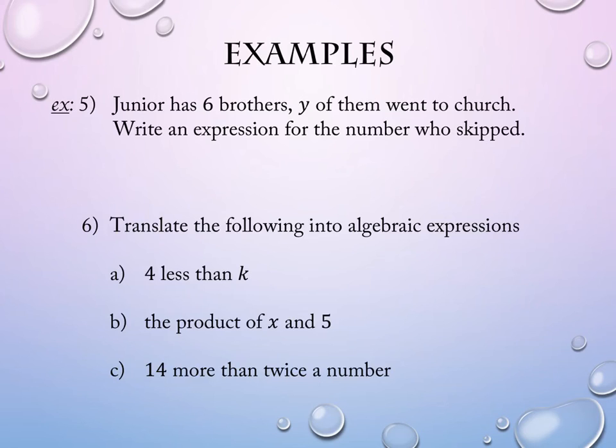I agree. If that Y throws you for a loop, just pretend for a moment it's a number. Let's say that Y is 2. He has 6 brothers, 2 of them went to church. What would I have to do with the 6 and the 2 to find out how many didn't go to church? I'd subtract them. So when you're in doubt because of the variable, change it to a number and see if that leads you to what you should be doing in a concrete sense with concrete numbers instead of variables. It is subtraction, you're right. So I would simply be writing down 6 minus Y. I have 6 brothers, Y of them went to church, so 6 minus Y of them didn't.